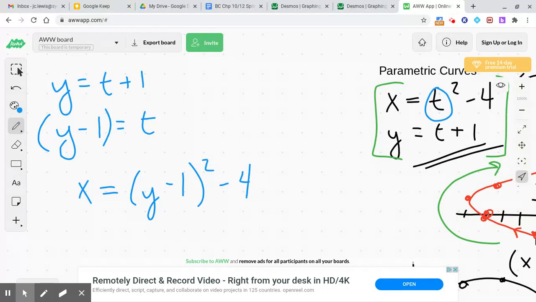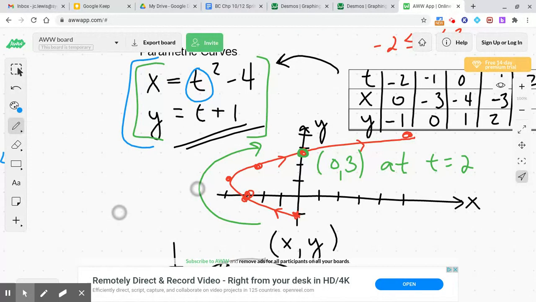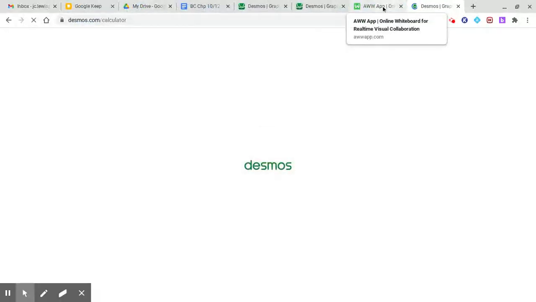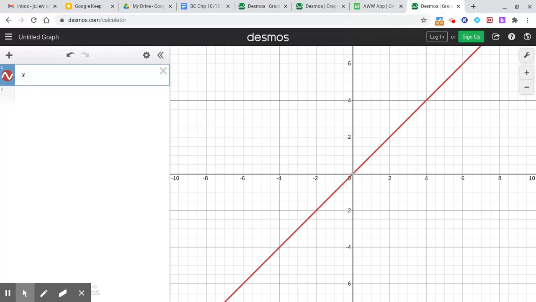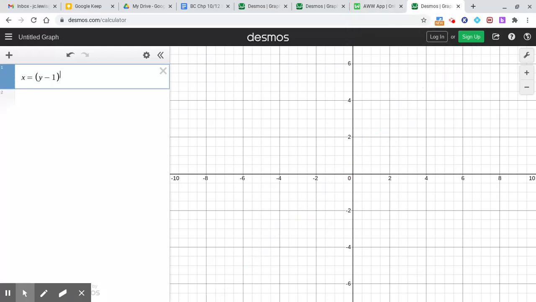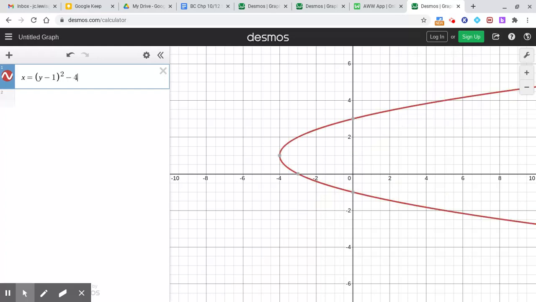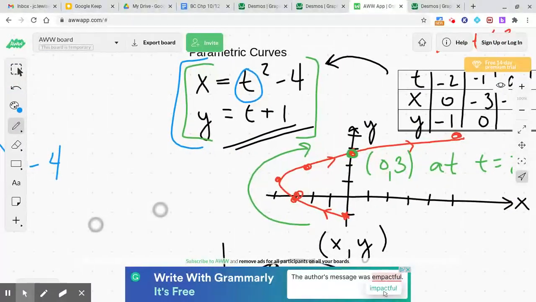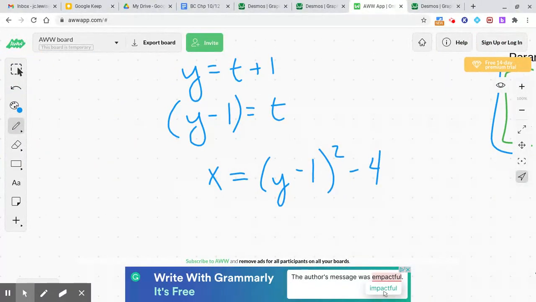So here's my relation. Notice that this is not necessarily a function, but my original parametric curve set wasn't a function either. If I look at this graphically, that is truly not a function. In fact, I could load up a Desmos graph, and I have x equals (y minus 1) squared minus 4. And look at that, it goes through all the same points as I did before when I graphed this as a set of parametric curves. So there I eliminated the parameter.